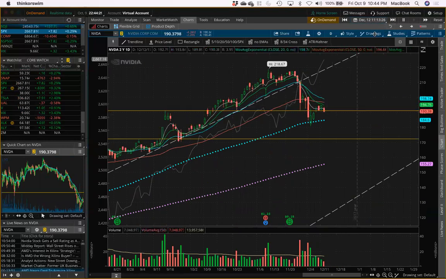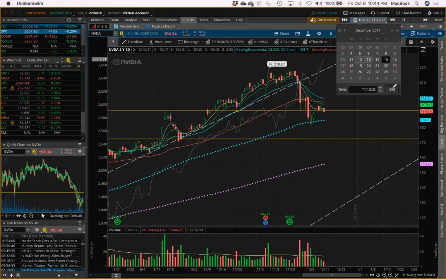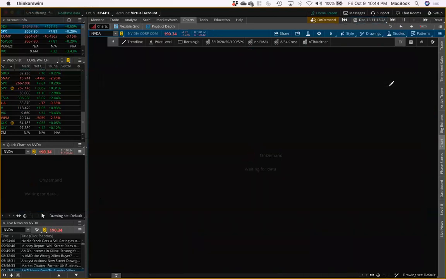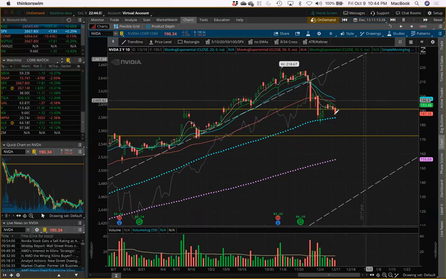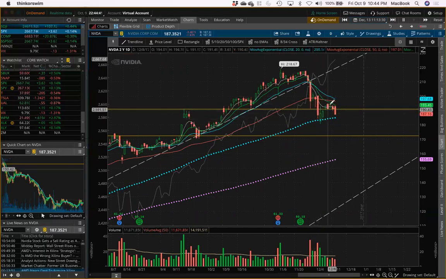Okay, still not quite at an area that we like, or that I would say I would probably have bought in. Oh, good thing that we didn't. Look, it had the 100 simple moving average, popped up there, met some resistance on the 10 and 50 EMA, and then continued to push back down.